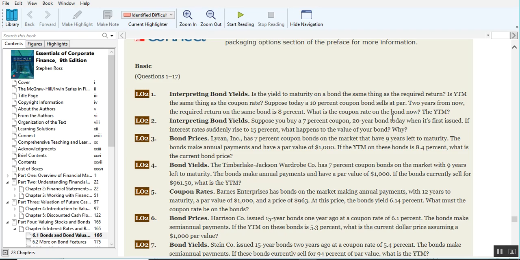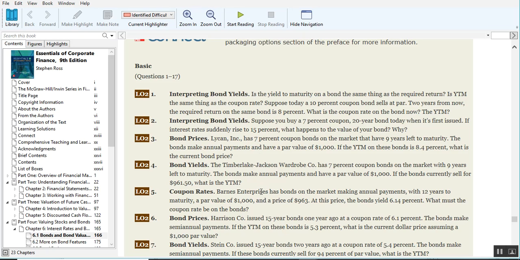Number 3, Lycan has 7% coupon bonds on the market that have 9 years left to maturity. The bonds are making annual payments and have a par value of $1,000. If yield to maturity on the bonds is 8.4%, what is the current bond price? And basically you're going to figure out, because you're talking about a yield to maturity of 8.4%, but you're only going to have, based on the face value, 7%. So how do you get to that?